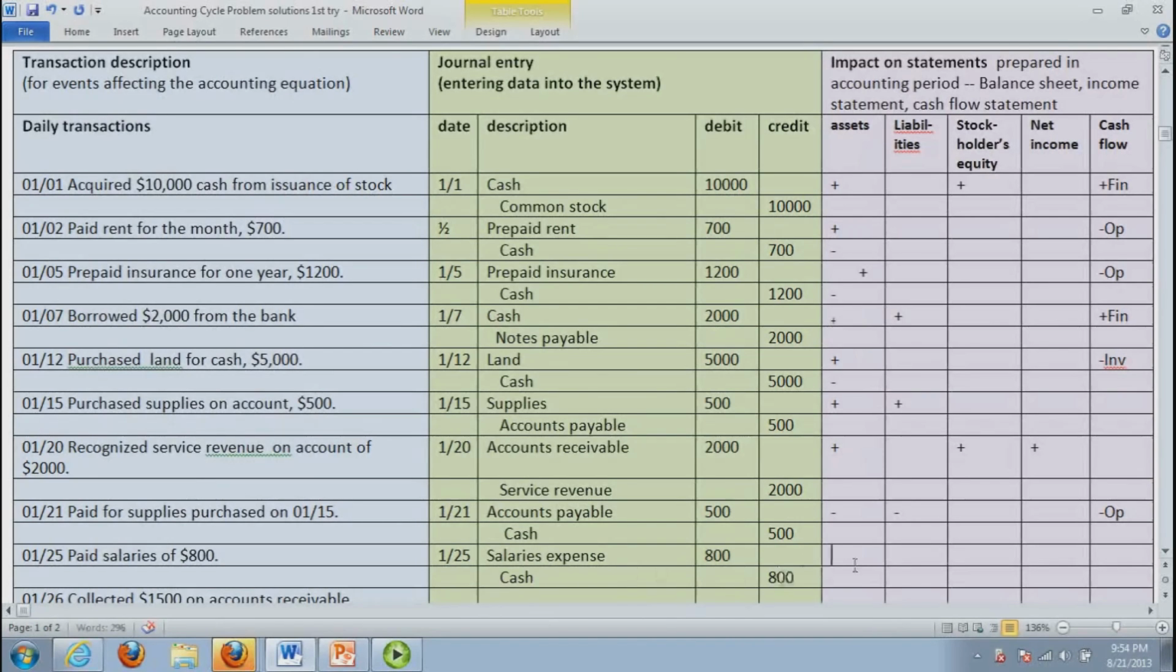For the balance sheet, we see less resources. Salaries expense is a retained earnings account. After closing, we'll see stockholders' equity going down. Expenses reduce profits, so our profits are less on the income statement. And finally, cash is going down and the section is operations.